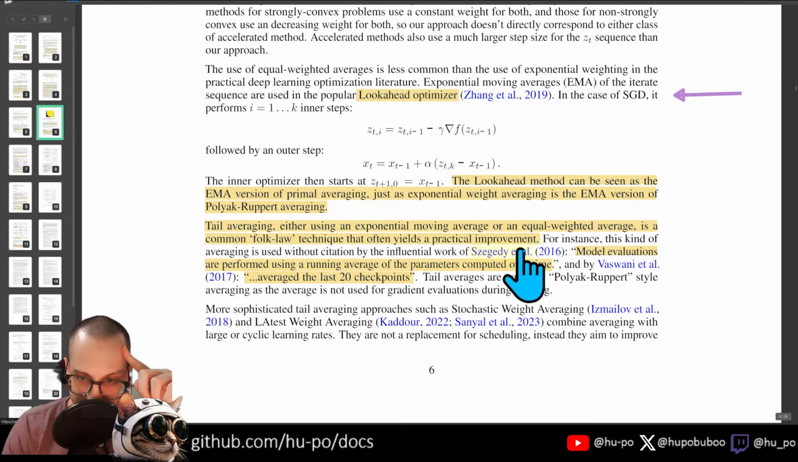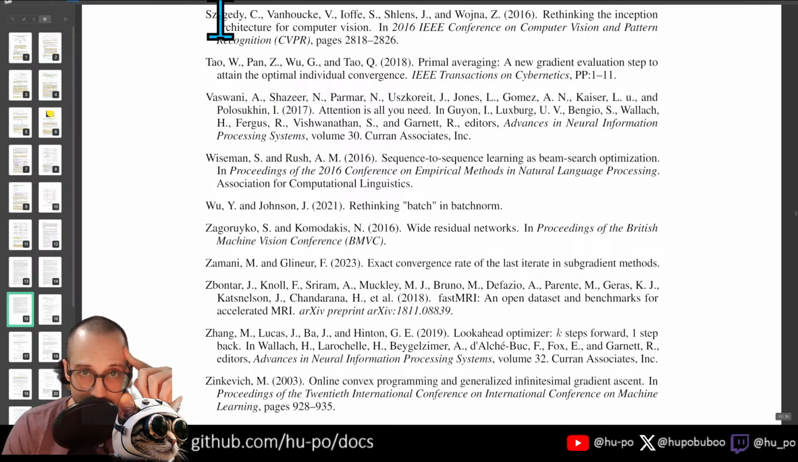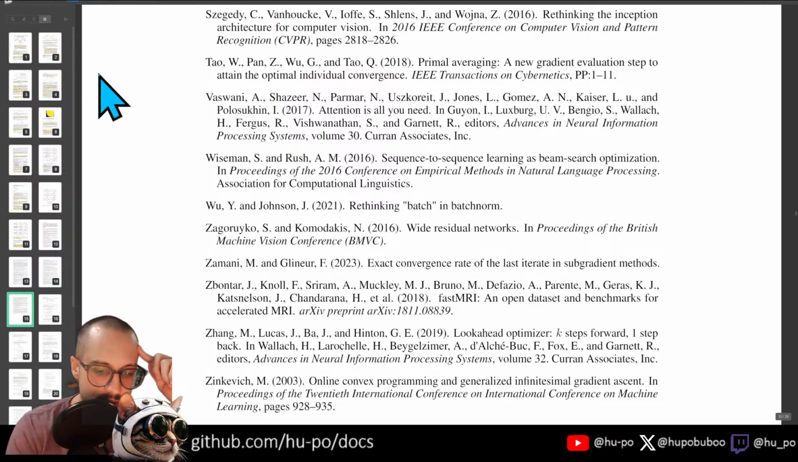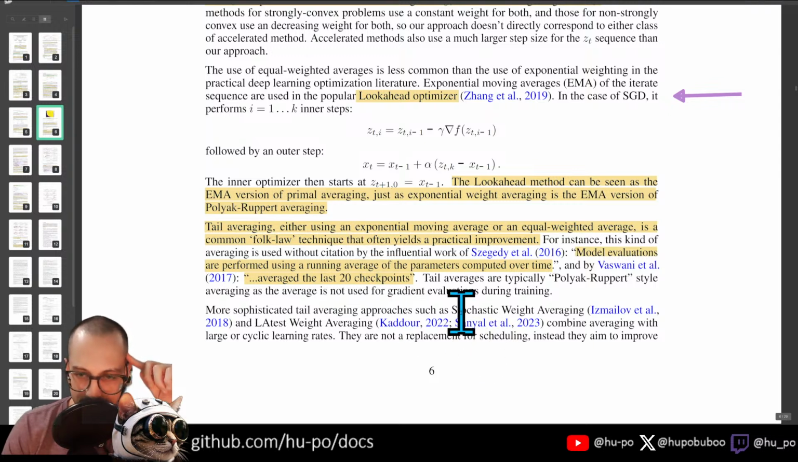Szegedy et al. This is the AlexNet guy, right? Let me just double check that. No, it's not the AlexNet guy. Maybe it is. I don't know. I don't know my Russian names, I'm sorry. Model evaluations are performed using a running average of the parameters computed over time, averaged over the last 20 checkpoints. So this is what people do, which is called tail averaging.